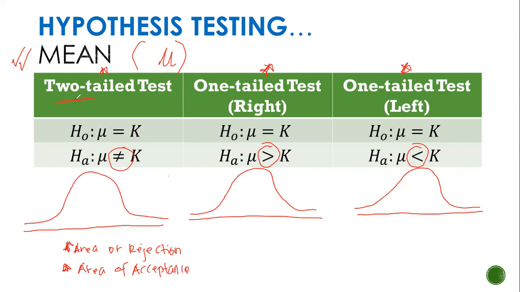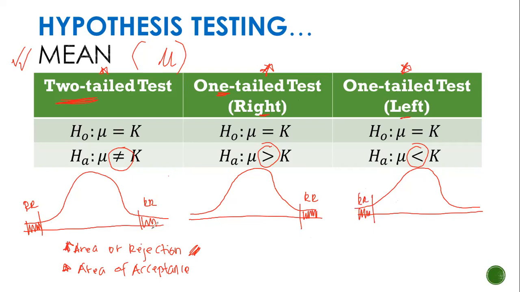Usually, if it's two-tailed, yung area of rejection ninyo is divided into two. Yan. This is your rejection region or your area of rejection. Pag sinabi mong one-tailed right, of course, dito siya sa right. This is your rejection region. Pag sabi mong one-tailed left, naman sa kabila ang kanyang rejection region.